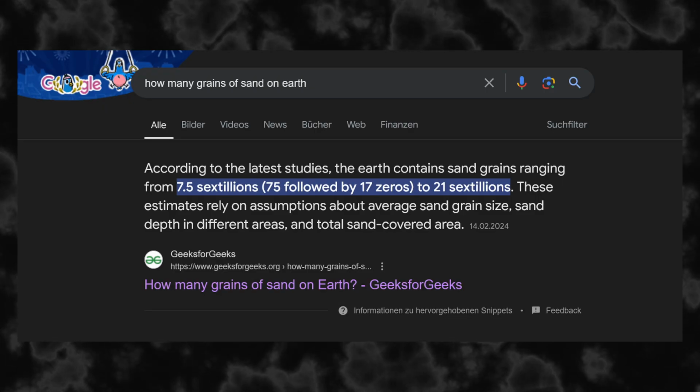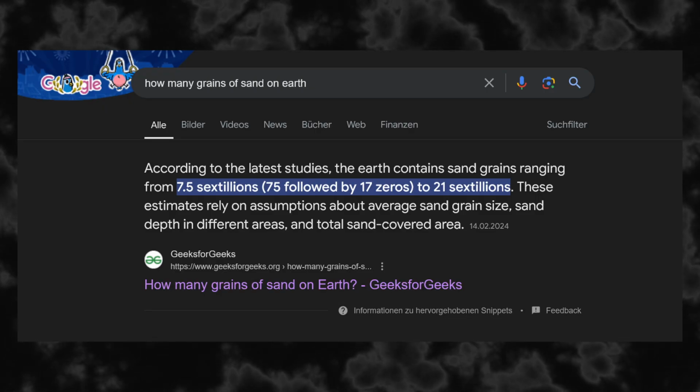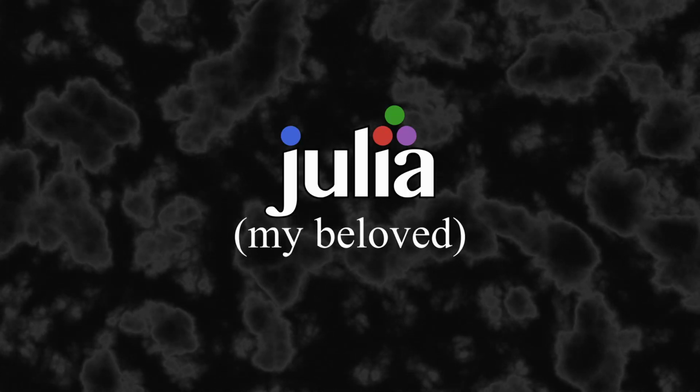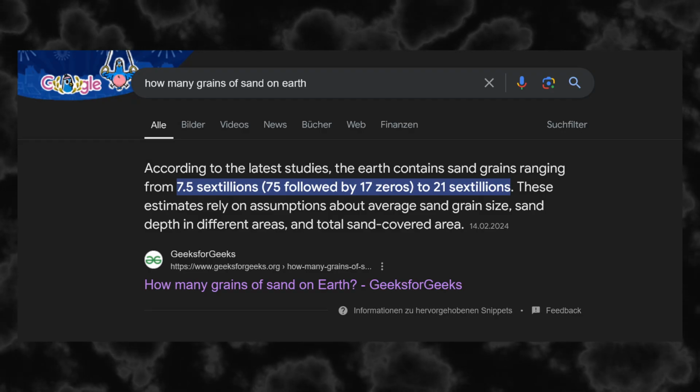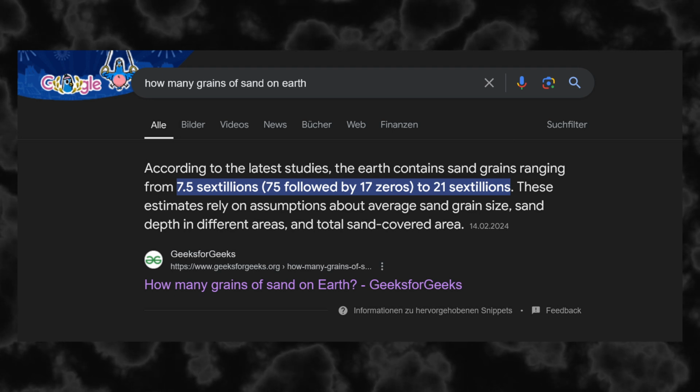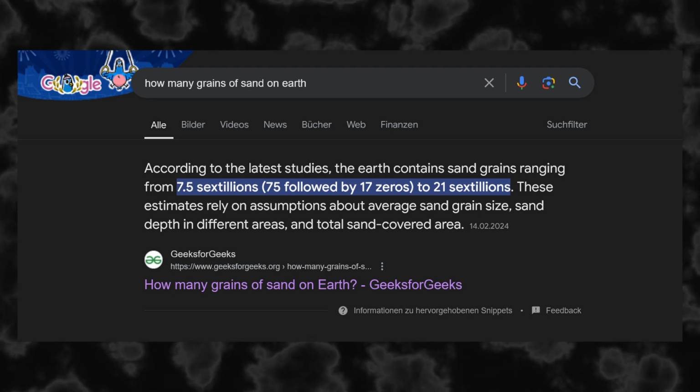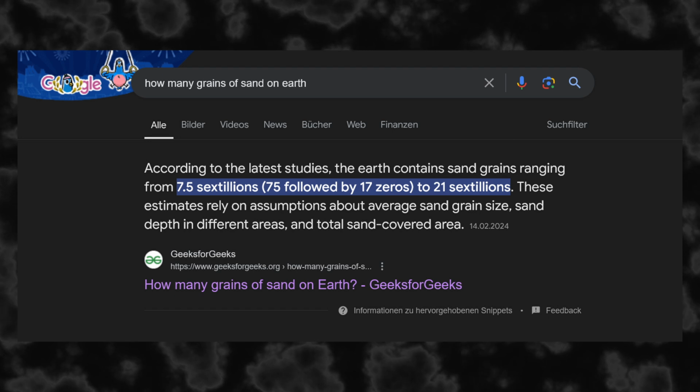Oh hey, Geeks for Geeks has an answer. I love that website. They have some nice tutorials on the basics of Julia. Surely they know what they are talking about, right? Yeah, it says right here. It's even highlighted: 7.5 sextillion, 75 followed by 17 zeros, to 21 sextillion.